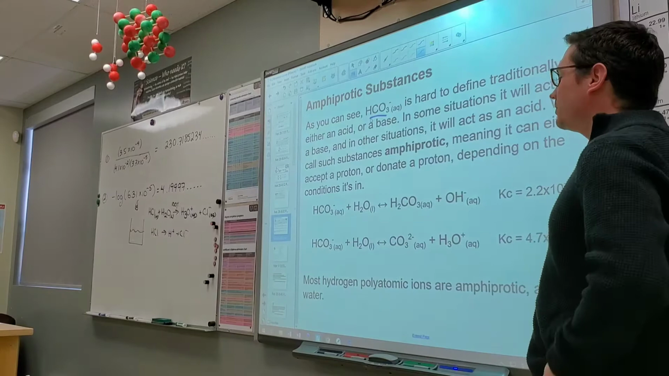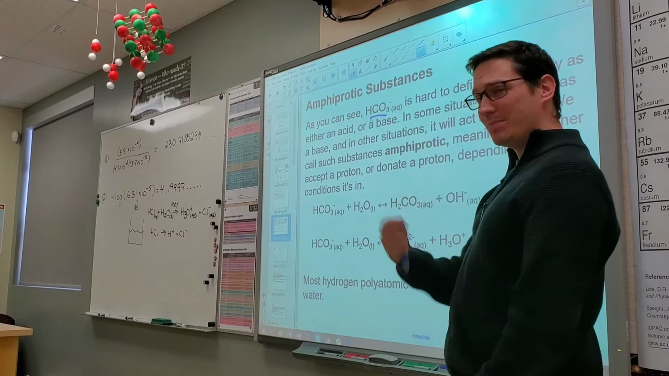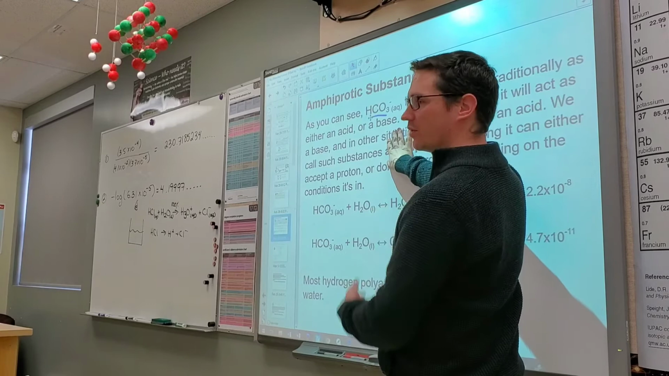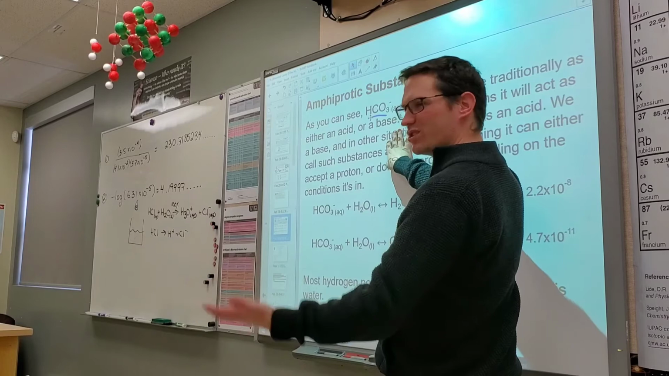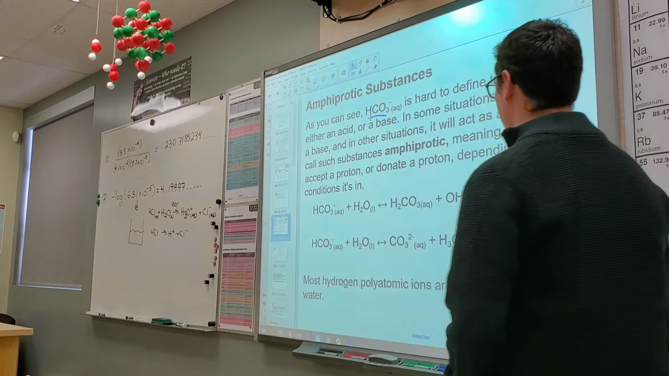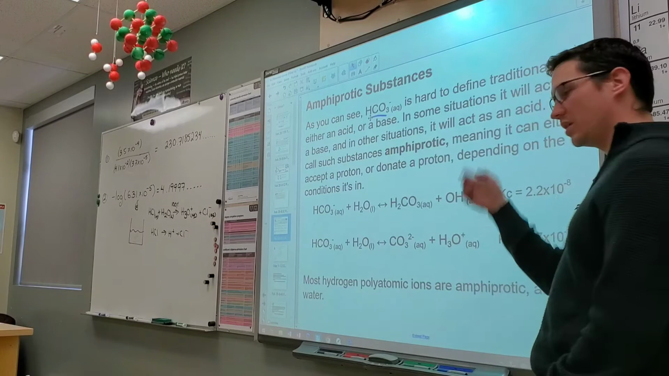Now, amphiprotic, what does protic mean to you? What is that kind of hinting? I know we're just looking at protic right now. What's the first three quarters of the word protic? Proton, right? So it can kind of go either way with protons, is what we're saying. It can both accept and give away protons. That's what the word amphiprotic means. So it can accept a proton or it could donate a proton depending on the conditions it's in.